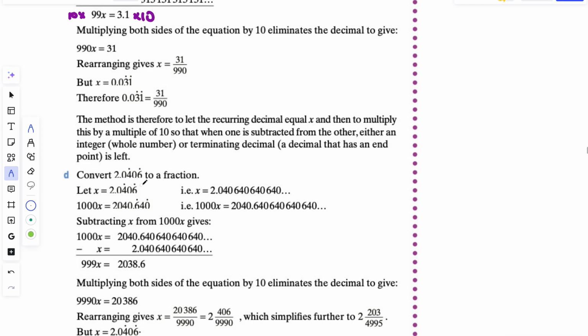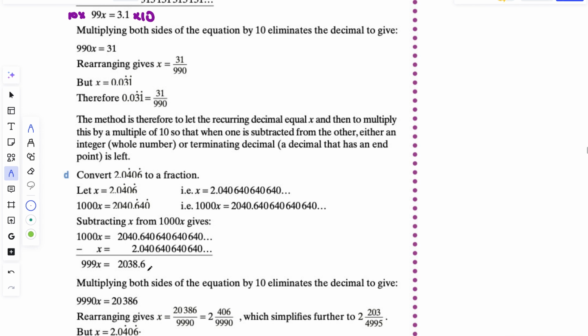So you say, let x equal to this one. Since 3 digits are repeating themselves, I'm going to multiply the left side and the right side by 1000. So 1000x equal to this number. When you subtract, you will still get a decimal point. If you subtract this number with 1000x, you get 2040.640. When you subtract this one away from this, you will still get a decimal point.